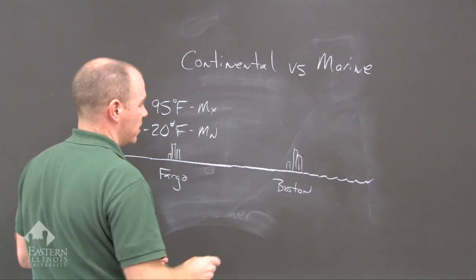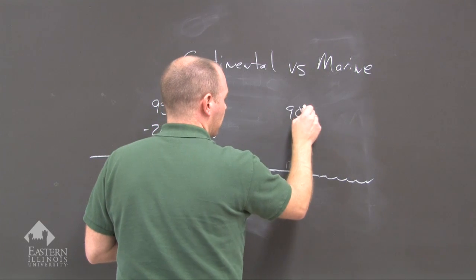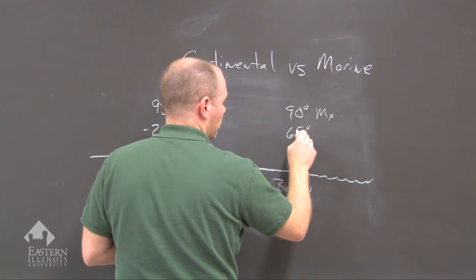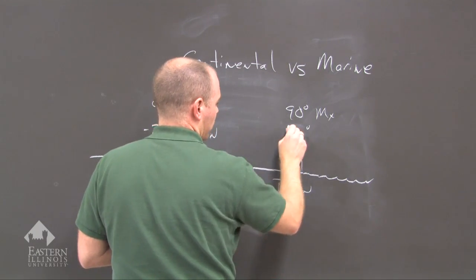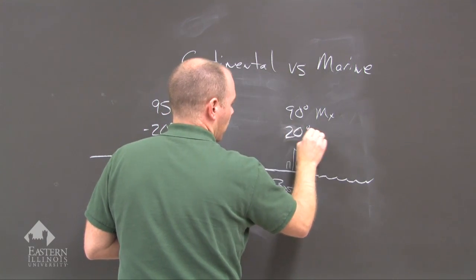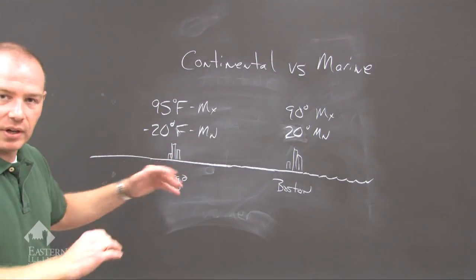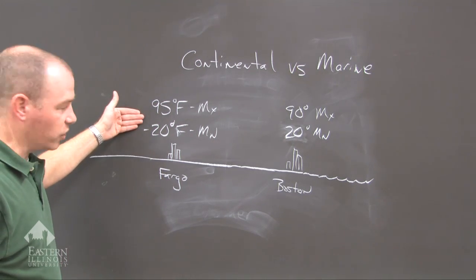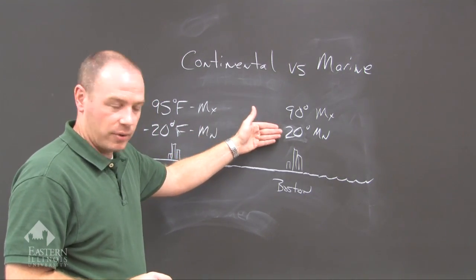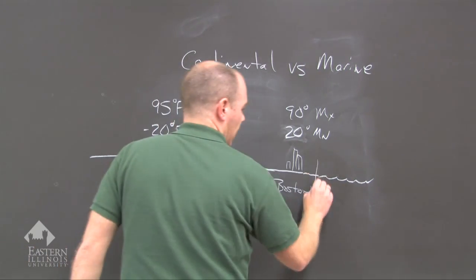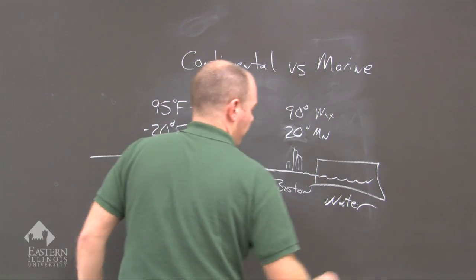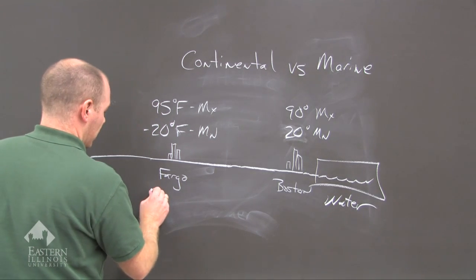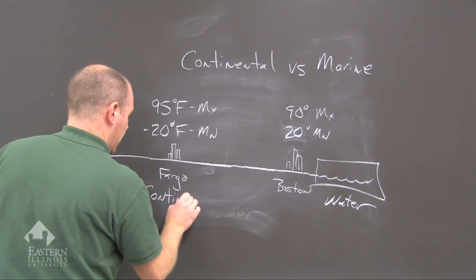On the other hand, you have Boston. It might be, let's go with 90 degrees as the maximum for the year, and then perhaps we get about 20 as the minimum. These are just hypothetical numbers. I'm just throwing these numbers out to show you the differences. So here you get a great extreme in temperature. Here you get a less extreme temperature. The reason why this is less is because it is located near water. This has an extreme temperature change, variation, because it is experiencing continentality.